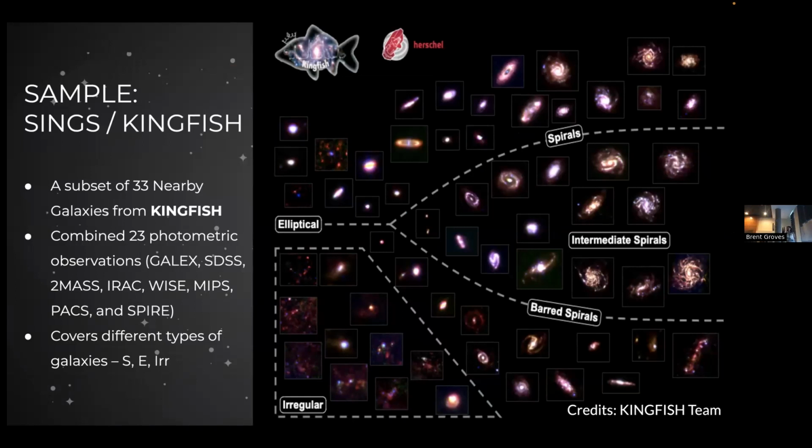The sample is a subsample of KINGFISH. This subsample contains 33 nearby galaxies, at a distance of less than 33 megaparsec. For each galaxy, we have 23 photometric observations in a large wavelength range from UV to far infrared. These galaxies cover different types like spiral, intermediate, barred, and irregular.